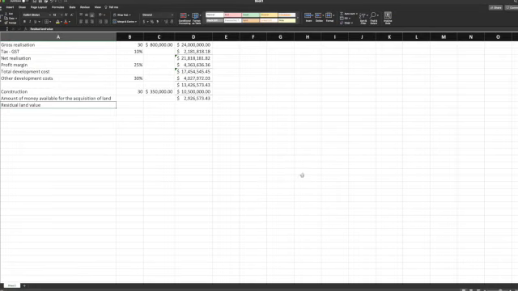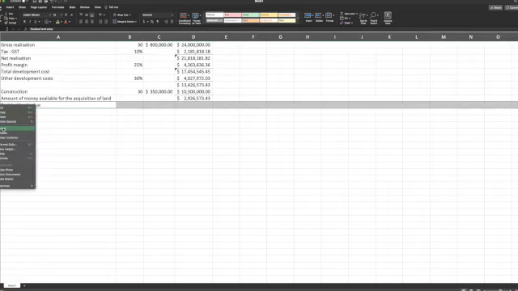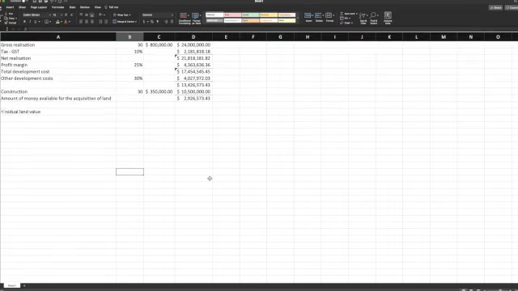So that is the total amount of money available. I'm just going to stick another line in here. So the pool of money that is available for the land is approximately 2.9 million. So why then do I say that? And why don't I just call that the residual land value?